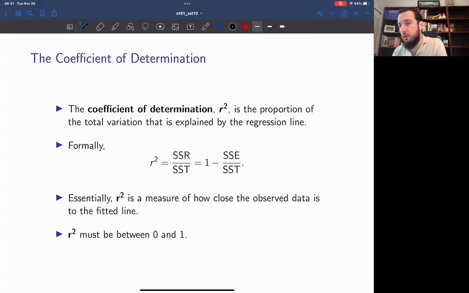Now, unlike the correlation coefficient, R squared has to be between 0 and 1 because it is a squared term. So it's a strictly positive value. And basically what it measures is how close the points are to the fitted line. So it's basically a measure that gives us a sense of how far away the points are spreading from the line.